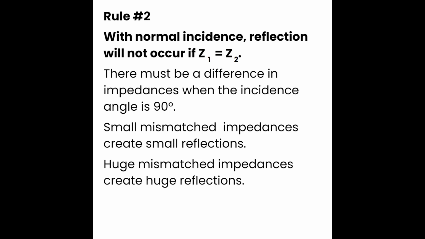Rule number 2 tells us that with normal incidence, reflection will not occur if the impedances are equal. So again, normal incidence is that 90-degree perpendicular incidence. We will not get any sound heading back to the transducer if the impedances are the same. There has to be a difference in impedances for reflection to occur, and that is only going to apply to normal incidence. We will see that when there are small mismatched impedances, there are going to be small reflections, where really big mismatched impedances are going to create really big reflections.